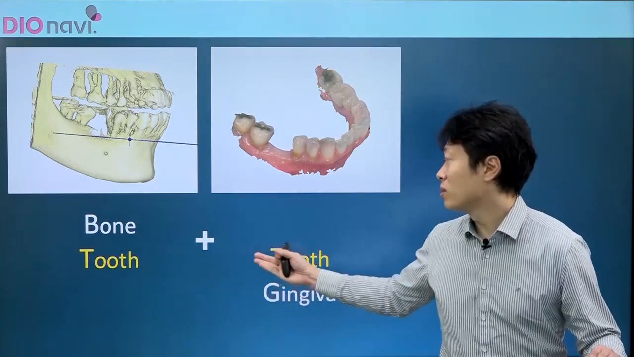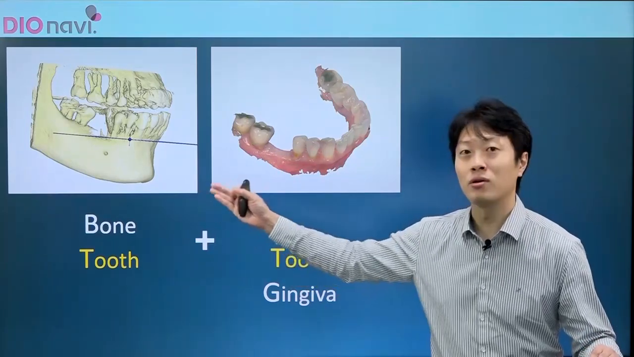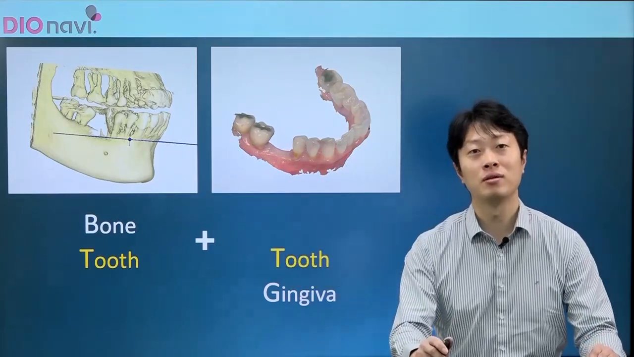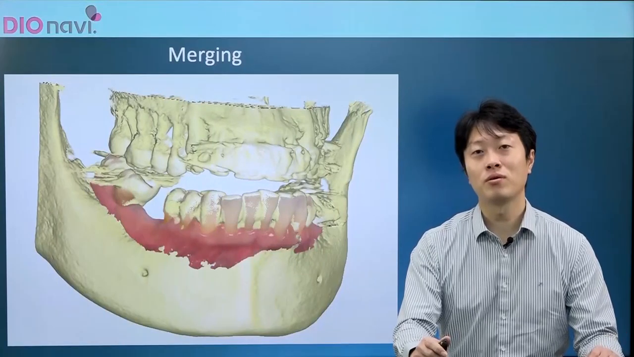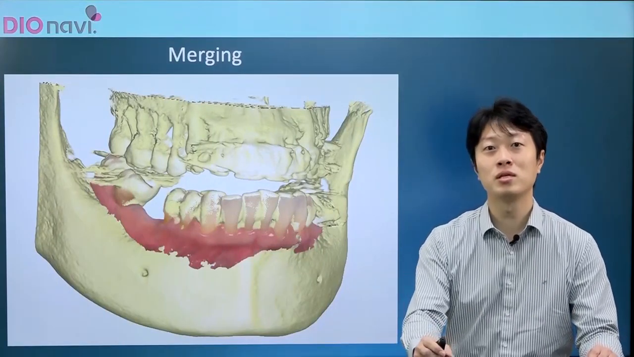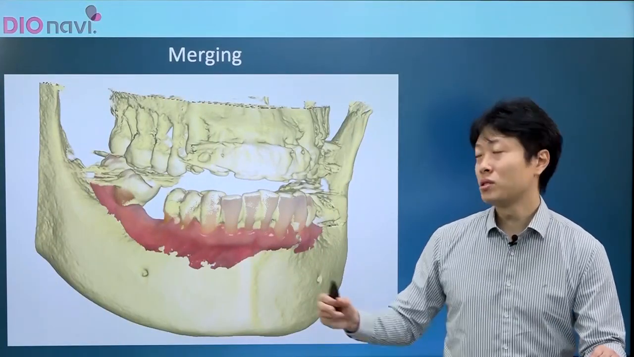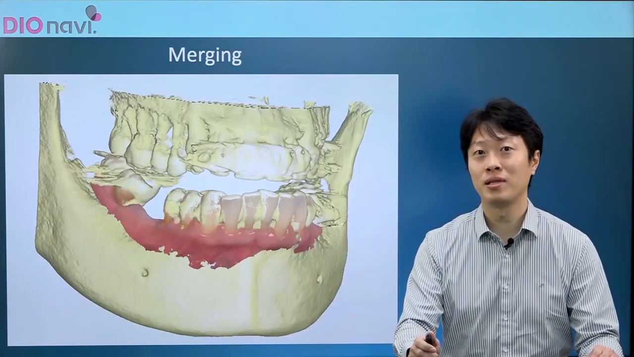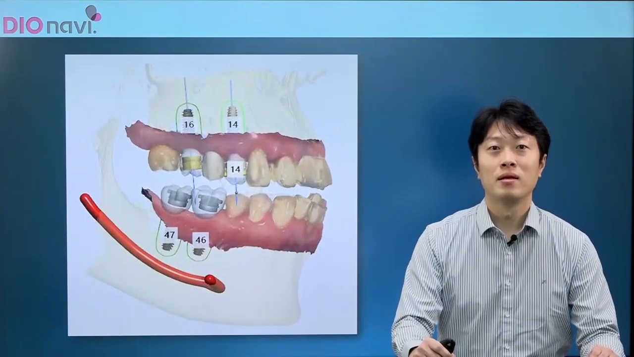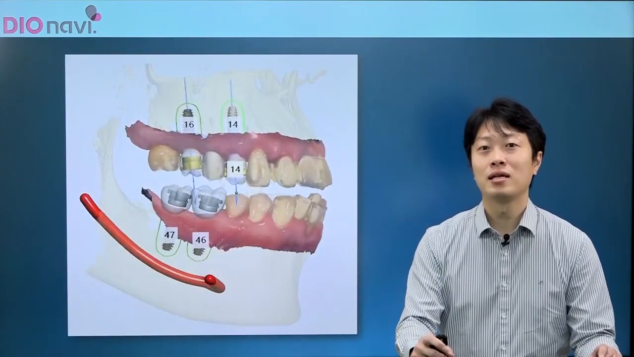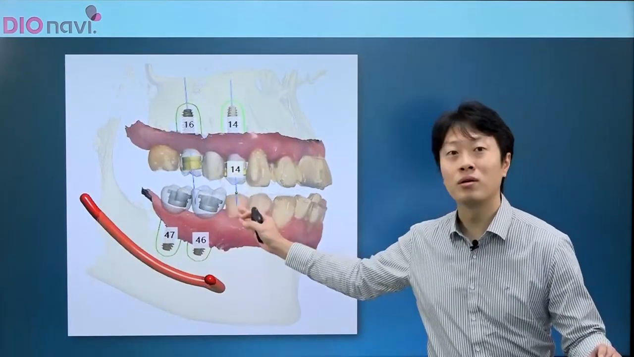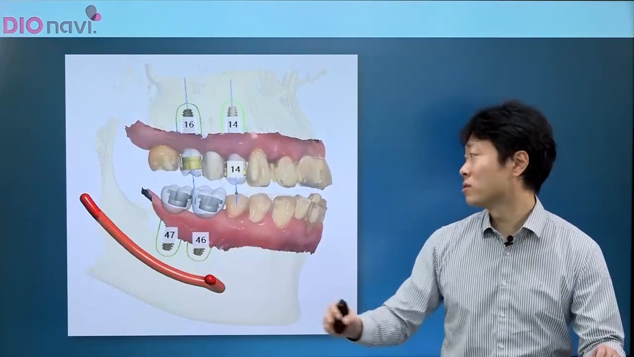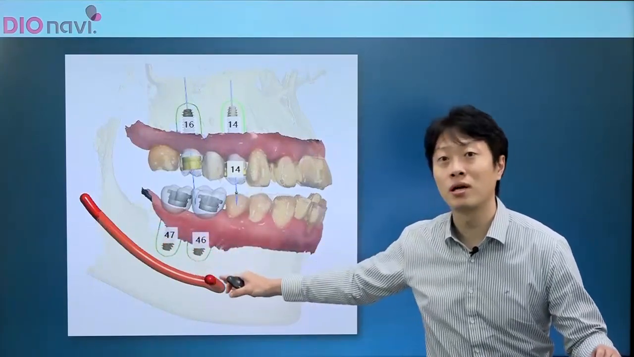Using the common information, which is the teeth, we go over a process of combining the two types of data. This combining process is called merging. The picture you see now is the merging process of the CT and intraoral scan data. After arranging the virtual crown in a proper location on this data, you can mark the structures that you must be aware of, such as the inferior alveolar nerve.